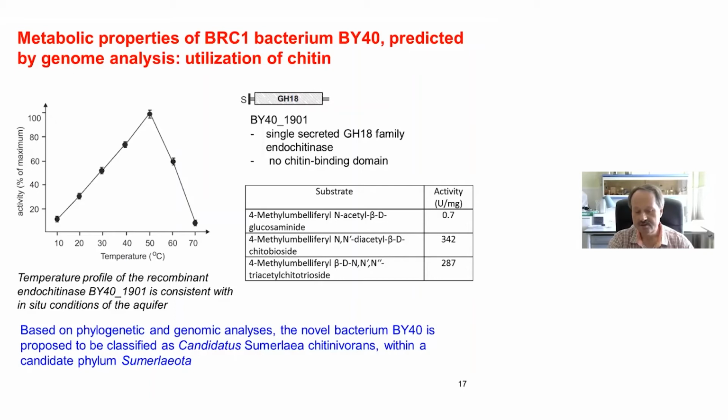We made a synthetic gene with chitinase, expressed the recombinant enzyme, analyzed its activity, and found that it is indeed a chitinase. It was most active at 50 degrees. That is exactly the temperature in the subsurface. So it's, let's say, highly likely that BRC1 degrades chitin in the aquifer. Later, I will talk about the origin of chitin.